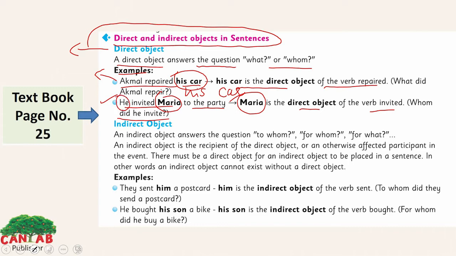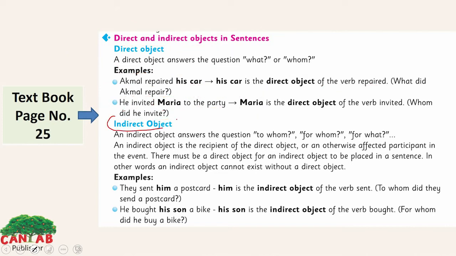Here the subject is he, and invited is the action. On which the action is done? On Maria. An object can be a thing, a person, or an animal. It can be anything, but it depends upon the sentence and the context in which we are talking.